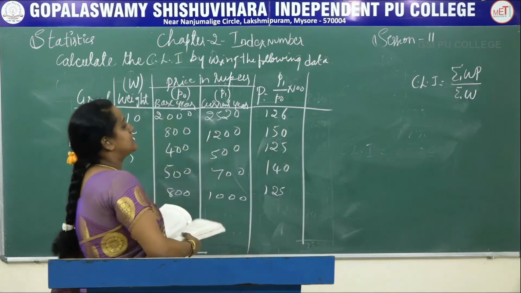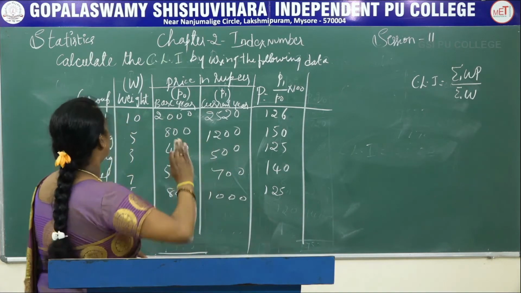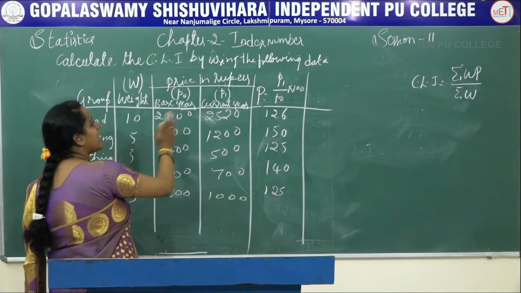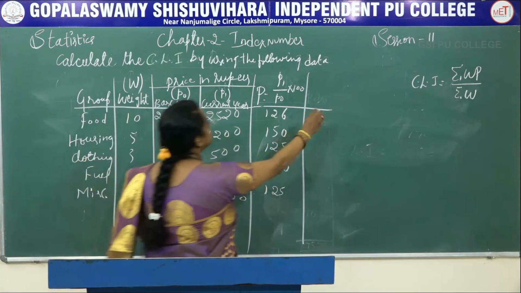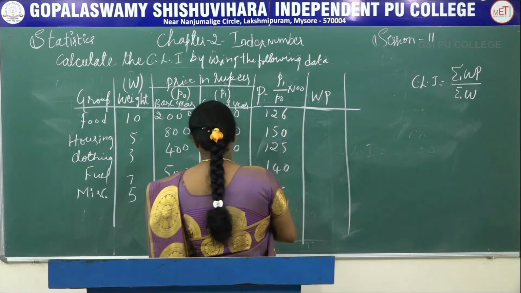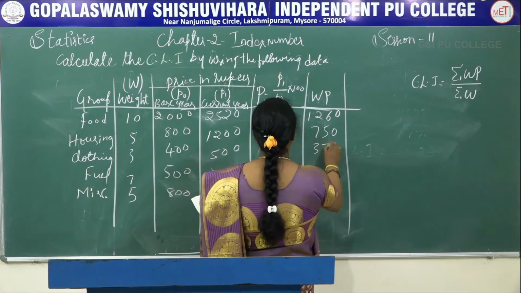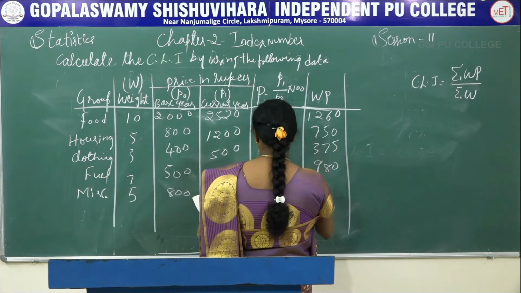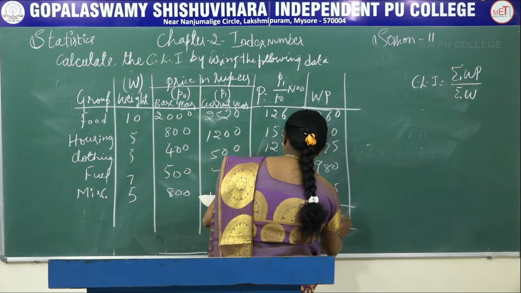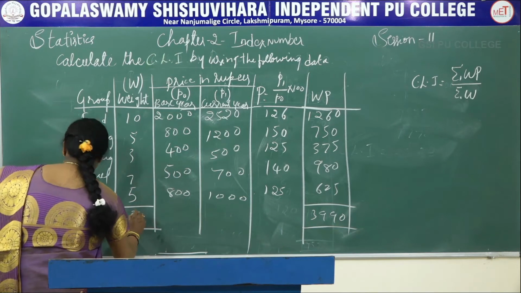And the next step is we want WP, where W is weight and capital P is price relative. We have to take the product of weight and the price relative, that is W into P. It is 1260, 750, and the sum of this is 3990. And the sum of weight, summation of W, is 30.